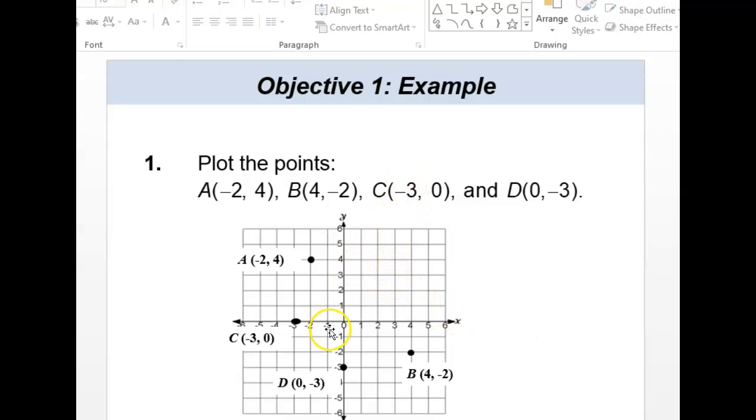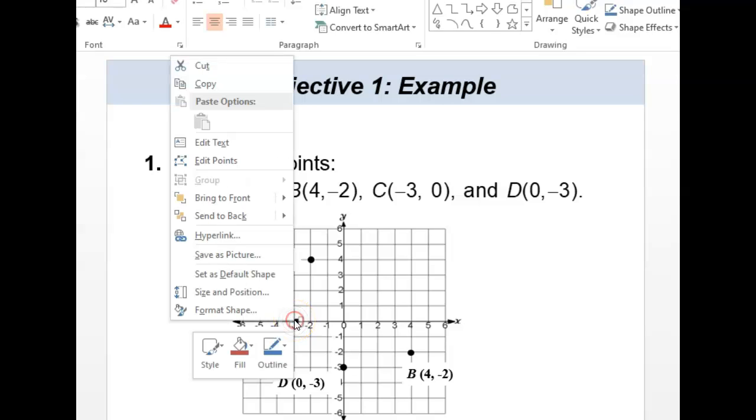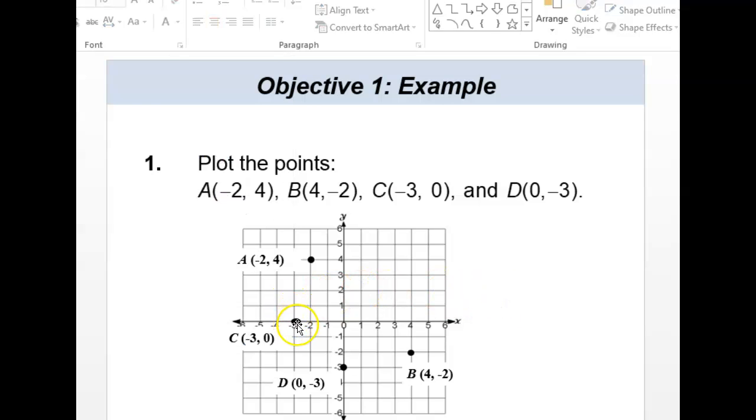Negative 3, 0. This one's a little different. You go 1, 2, 3 to the left, and you don't move up or down at all. Oops, sorry about that. I'm still getting used to this software. And you don't move up and down at all. So that one's actually what we would say is on the axis. It's on the x-axis, or the horizontal axis. You can just call it the x-axis for me.